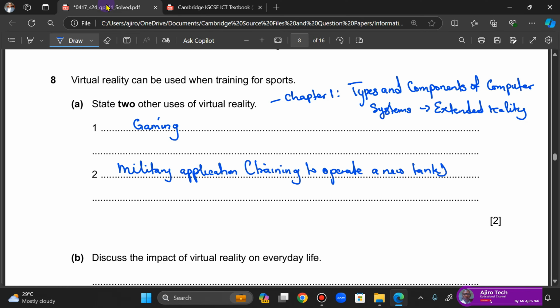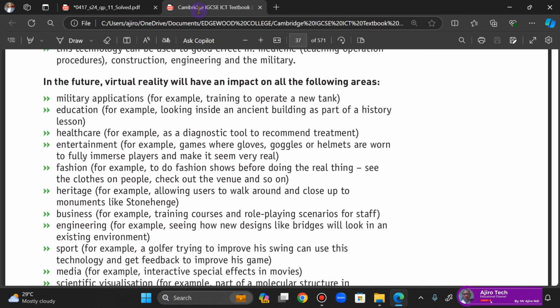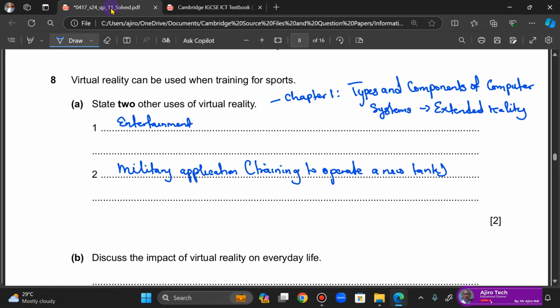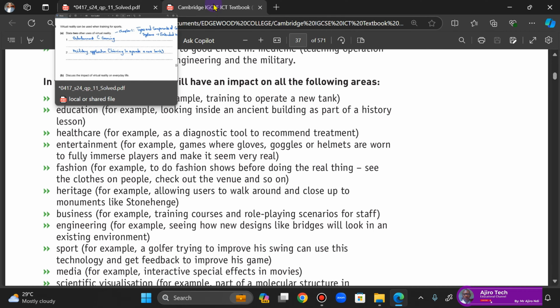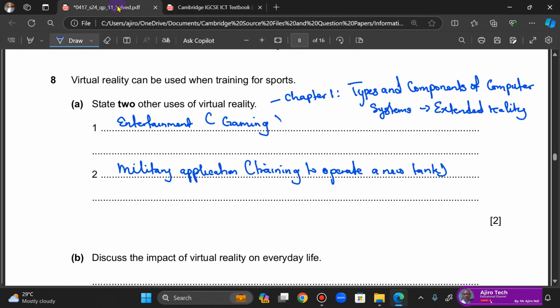Here it is seen as entertainment. So under entertainment, you have games, gaming. With gaming, you can use your headset, your VR goggles, to actually participate in it.